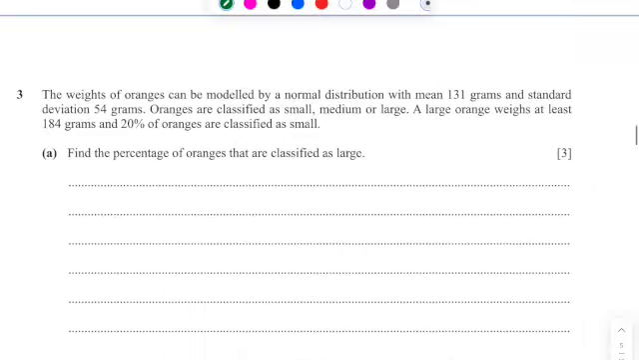Now question number 3. In this question number 3, it is from normal distribution. The keyword is going to be nothing but what? Normal distribution. So let's see how that normal distribution question is being done.